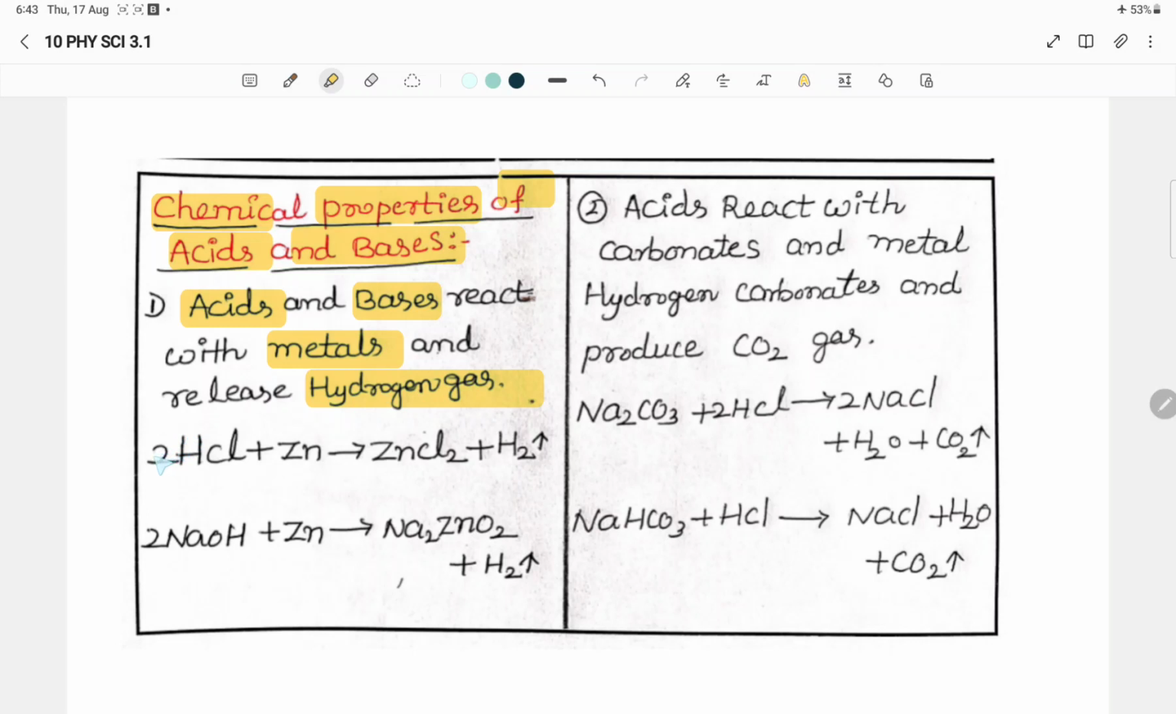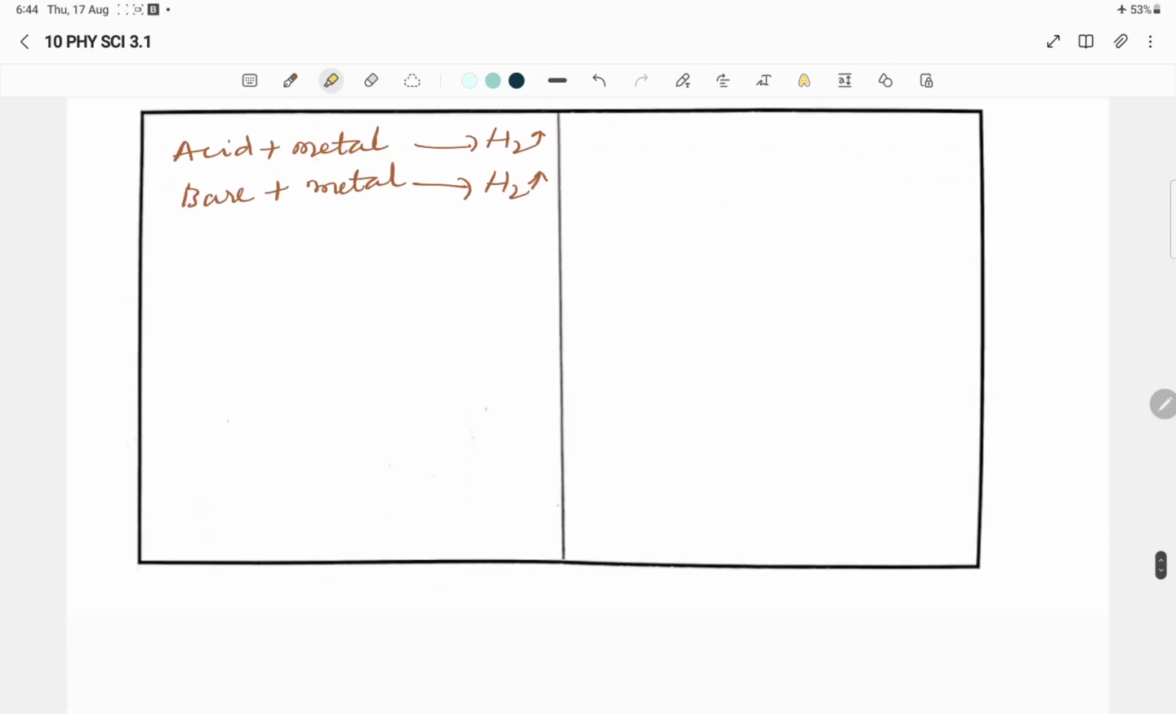For example, hydrochloric acid, the formula of hydrochloric acid is HCl. Zinc metal Zn reacts with it and gives zinc chloride ZnCl2 and hydrogen gas. HCl is the acid, it reacts with zinc, and gives ZnCl2 zinc chloride and hydrogen gas. This is the reaction between acid and metal.